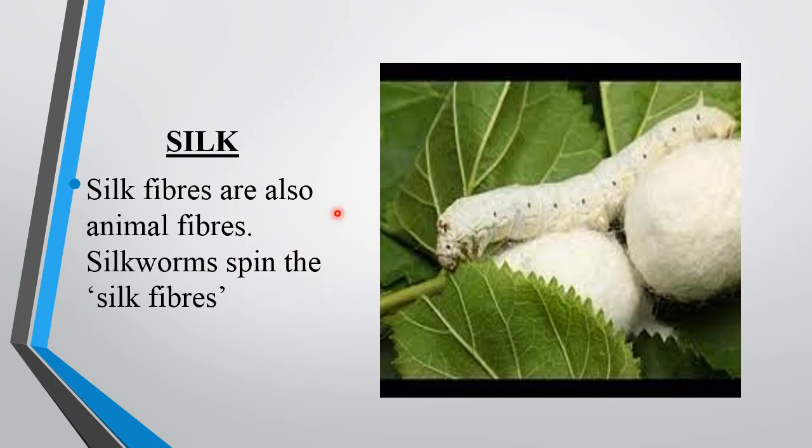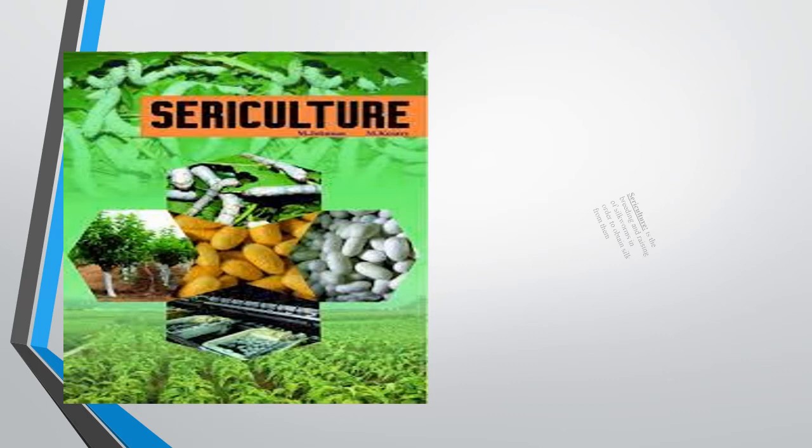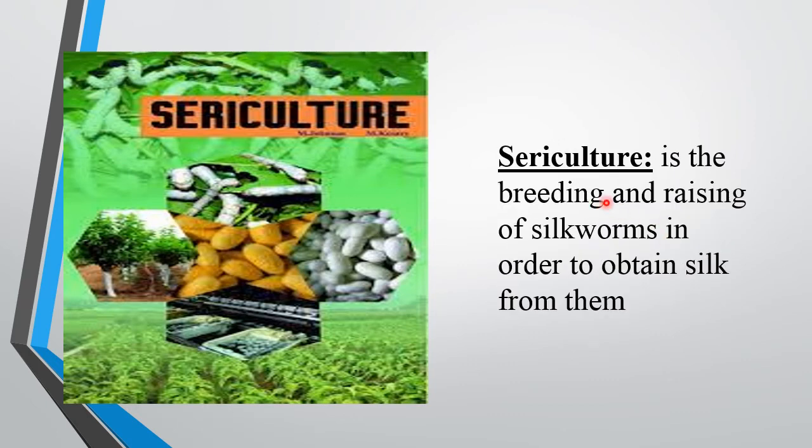What is the process of sericulture? We have studied that the rearing and management of silkworms for obtaining silk is called sericulture. This is the silk moth, and this you can see is the cocoon. From this cocoon only we get the silk fiber. Sericulture is the breeding and raising of silkworms in order to obtain silk from them.